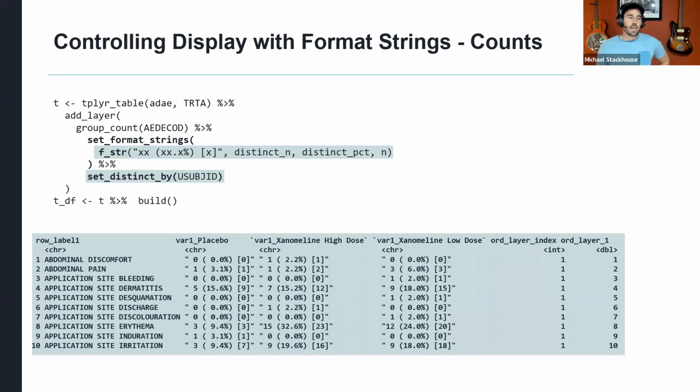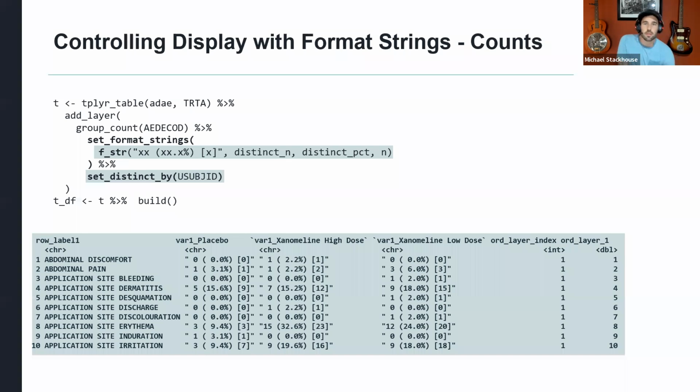So for controlling display, one of the things that I mentioned was the string formatting, and how this is something that we put a lot of thought into in tplyr for how it's handled. So for controlling display with format strings for count layers, let's say that you want to do an adverse event table that's showing the number of subjects who had an adverse event, the proportion of subjects within the study population within their subgroup who had that adverse event, so the percent related to your header n, and then the number of events itself. So you've probably seen an adverse event table like this.